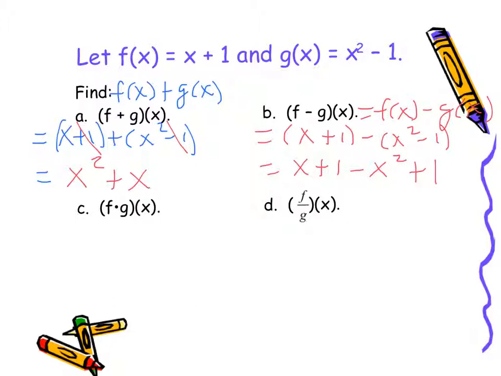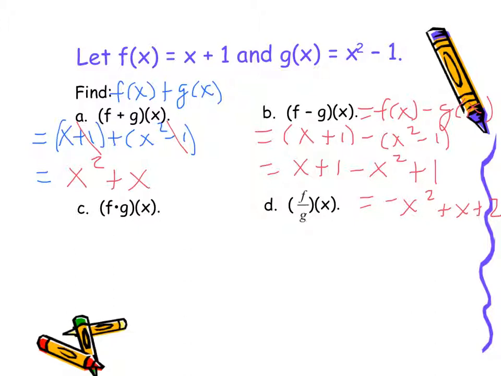Okay, very important to keep track of that. So I have negative x squared plus x plus 2. Okay, negative x squared plus x plus 2. Okay, I get a totally different function when I subtract them.